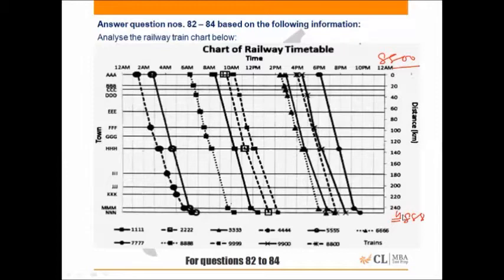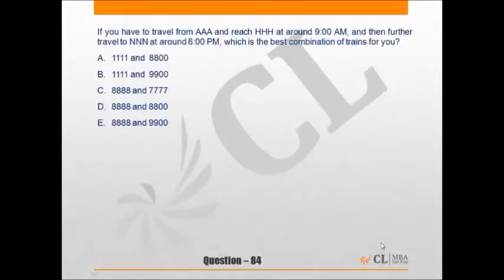Now coming to the trains that travel from triple H to triple N, the trains that reach triple N around 6 pm are 8800 and 9900. But out of these two trains, 8800 does not stop at triple H. Therefore, the only possible train that one can take from triple H to triple N is 9900 when he wants to reach around 6 pm. Therefore, the best suited combination of trains is 4 times 8 and 9900, and these two are given in option E, hence E is the correct answer.